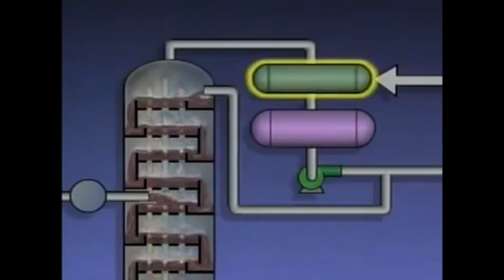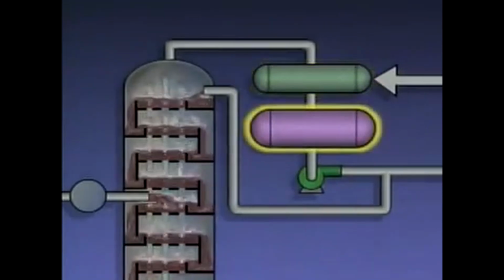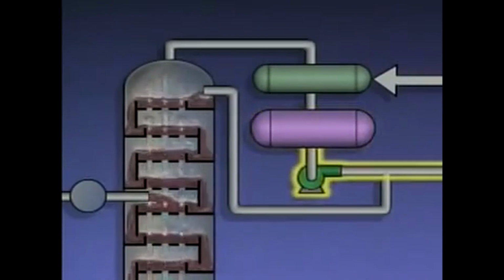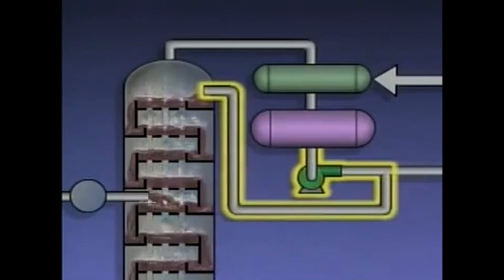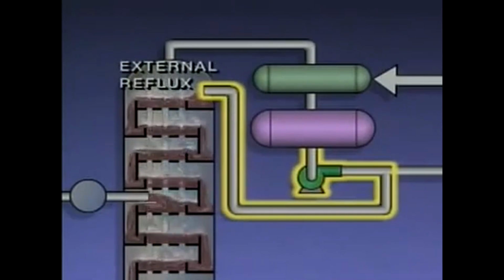The vapors coming off the top of the tower are condensed in a condenser and then collected in a receiver. Part of the liquid from the receiver is sent to storage or to other units in the plant as the tower's overhead product. The rest of the liquid is pumped back into the top of the tower. The liquid that's reintroduced into the tower is called external reflux. Because it consists of liquid that was cooled in the condenser, the external reflux is cooler than the liquid in the top of the tower.